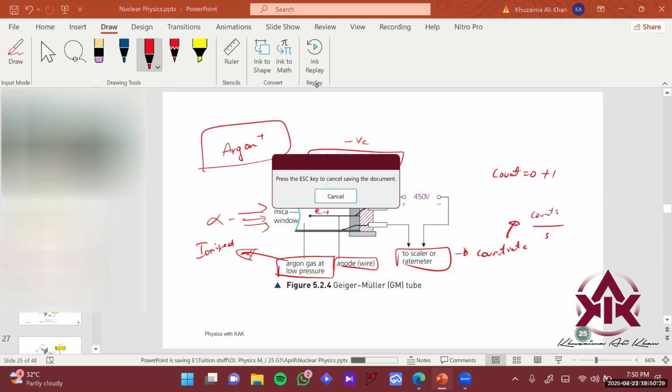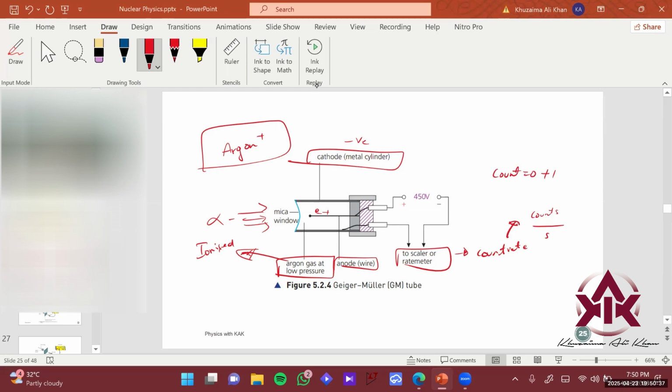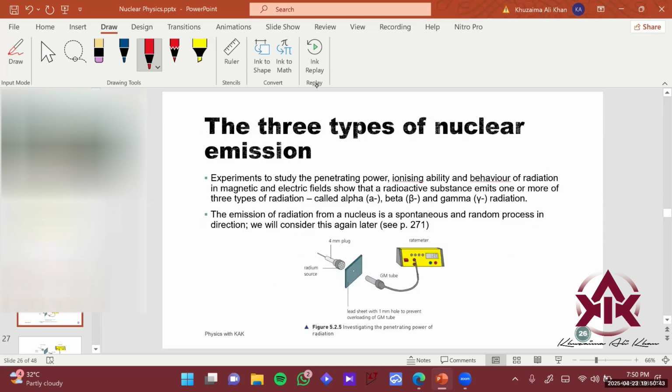Basically, it is the radiation counter over here, right? If we have a very high amount of counts per second, that means that the source which is producing the radiation is very strong, right? Okay.